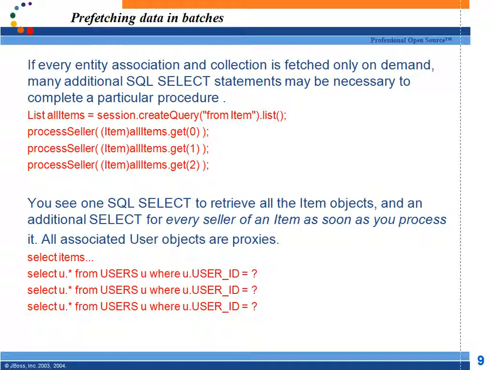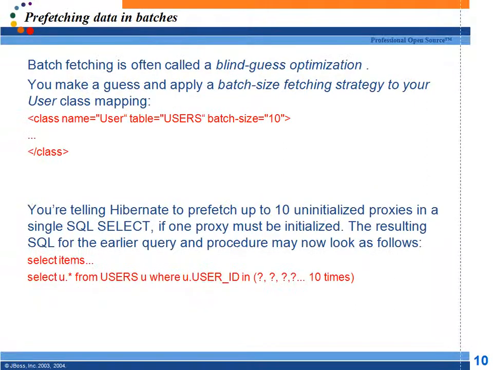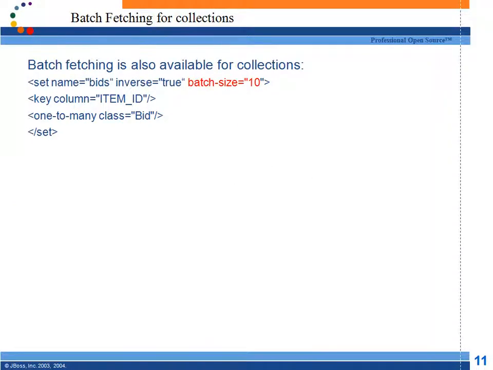By default, you get a proxy only. Whenever you try to initialize the first proxy, then automatically it will get the 10 users into the memory in a batch. For fetching collections also, you can specify the batch size, instead of specifying lazy equals false. If I say lazy equals false, what happens? If the size of the set is 100, now it will be loaded in batches, right? So we can specify batch fetching for collections also.